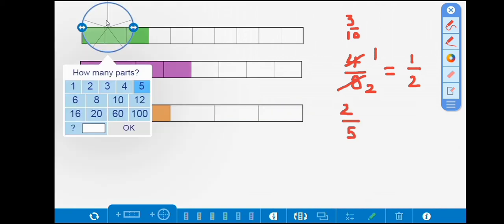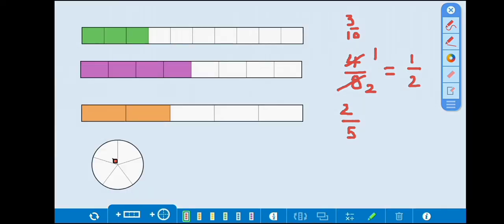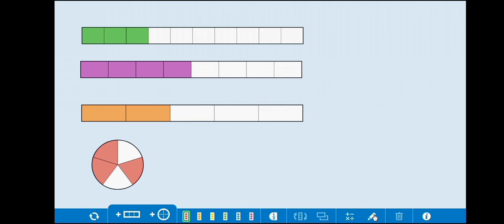Here I have colored 2 parts, right? And therefore I have written 2 upon 5 because total parts are 5. Now I have taken one circle, and you can divide this circle this way, so you can have 5 equal parts, and I have filled these 3 parts. You can choose any color whatever you like.